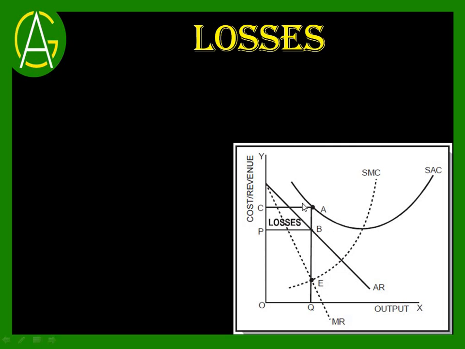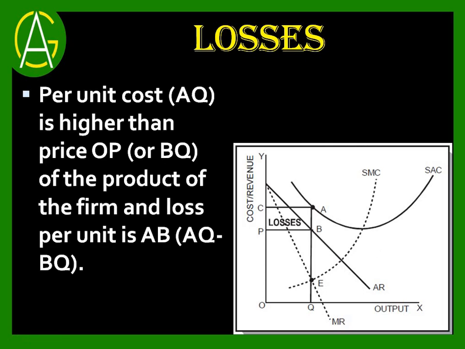When revenue is less, cost is more, firm makes loss. So this is loss per unit. AB is per unit loss and ACPB is the total loss. So the firm may make loss under imperfect competition also. So there is no guarantee that under imperfect competition or monopolistic competition, firm will earn profit only. It can make loss also. So this is the total loss. ACPB is the total loss as per this diagram.